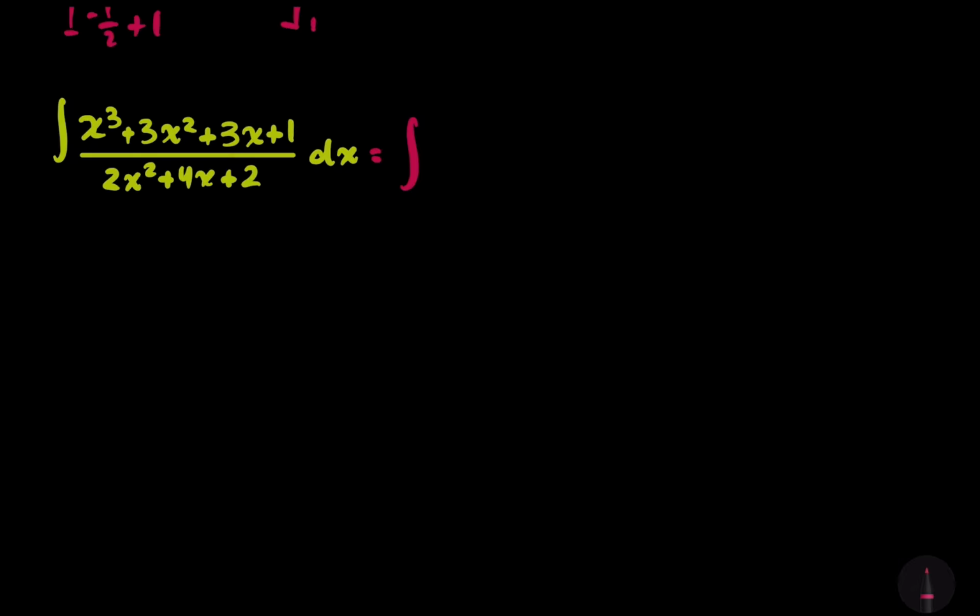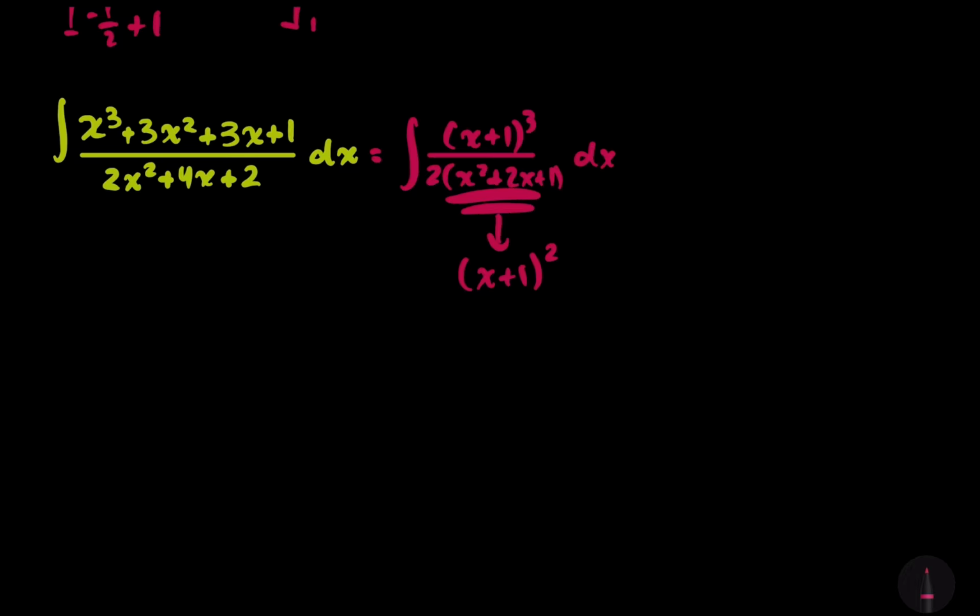If we look at the numerator, we notice this pattern, the x cubed plus 3x squared plus 3x plus 1. If you want to go back to Pascal's triangle or the binomial theorem, this is just the expansion of x plus 1 cubed, right? And then in the denominator, here we have 2x squared plus 4x plus 2. Well, we can factor out a 2, right? And we end up with x squared plus 2x plus 1. And then we can put the dx there. But what is this right over here? This is just x plus 1 quantity squared.